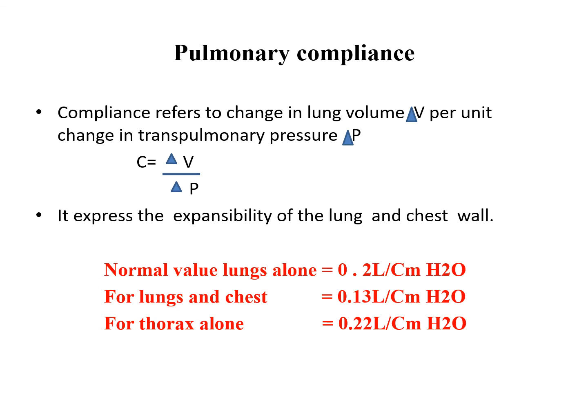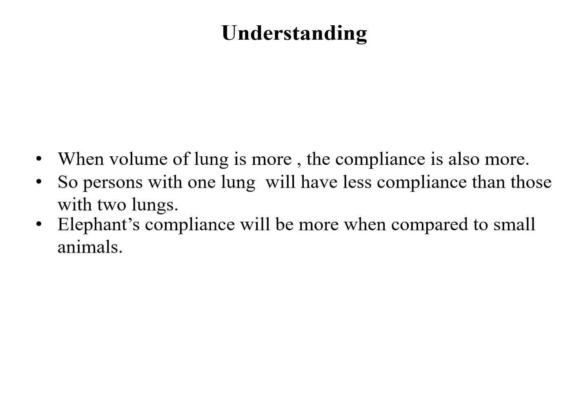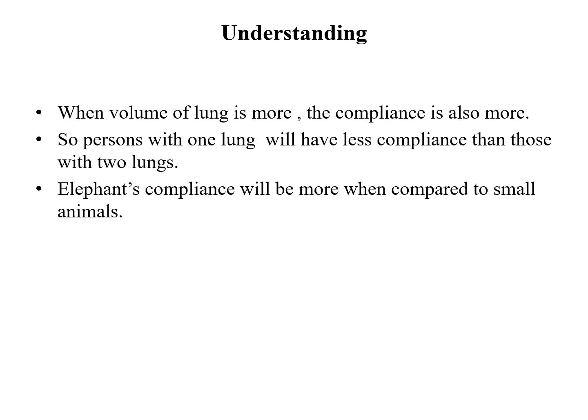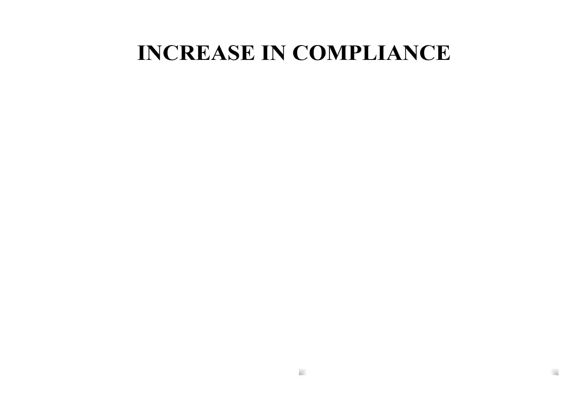The normal value of compliance for the lung alone is 0.2 liters per centimeter of water. For lung and chest it is 0.13 liters per centimeter of water. For thorax alone it is 0.22 liters per centimeter of water. For understanding, when the volume of the lung is more, the compliance is more. It is directly proportional, and transpulmonary pressure is inversely proportional. So a person with one lung will have less compliance than those with two lungs. An elephant's compliance will be more when compared to small animals.